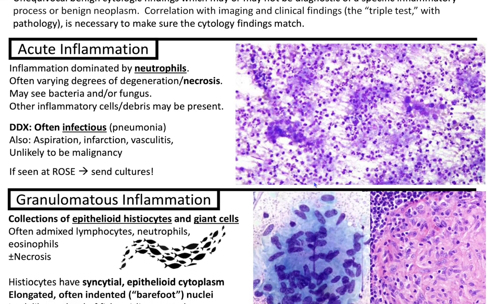Their differential includes your number one, infectious, such as your pneumonias, but also it could be due to aspiration, infarction, vasculitis, and unlikely to be a malignancy. If you see this at rapid on-site evaluation, send for cultures.